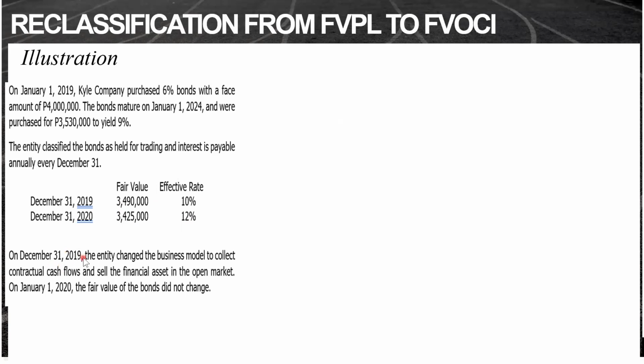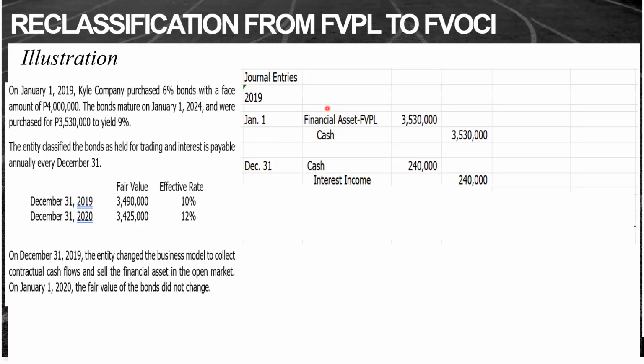On December 31, 2019, the entity changed the business model to collect contractual cash flows and sell the financial asset in the open market. So naging FVOCI na. On January 1, 2020, the fair value of the bonds did not change. So how do we account for this? So una, of course, yung January 1, 2019, record lang muna natin kung paano niya in-account yung investment under FVPL. So the first would be the journal entries.